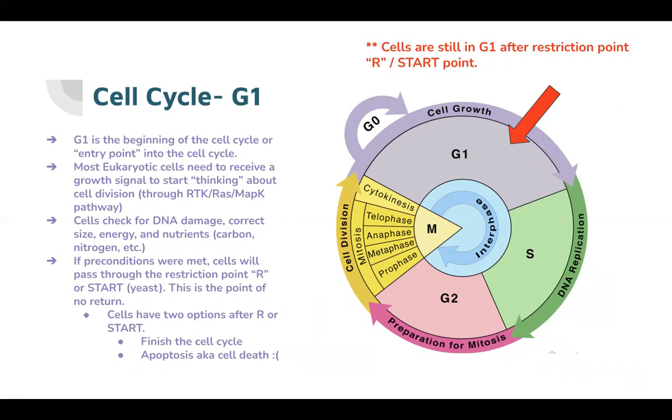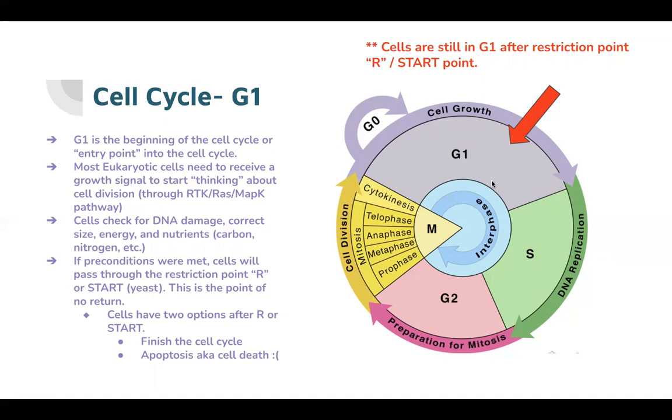Also in G1, remember that cells are going to check for DNA damage. They're going to make sure they're the correct size, they have enough energy, and that they have the nutrients available to actually go through the cell cycle. This would be like carbon and nitrogen. If these preconditions, as I stated earlier, are met, the cell is going to pass through the restriction point, right? So let me just move this up a little bit. The restriction point is going to be around right here. And the reason I pointed this out is that once we pass the restriction point, we're still in G1 phase. So just keep that in mind.